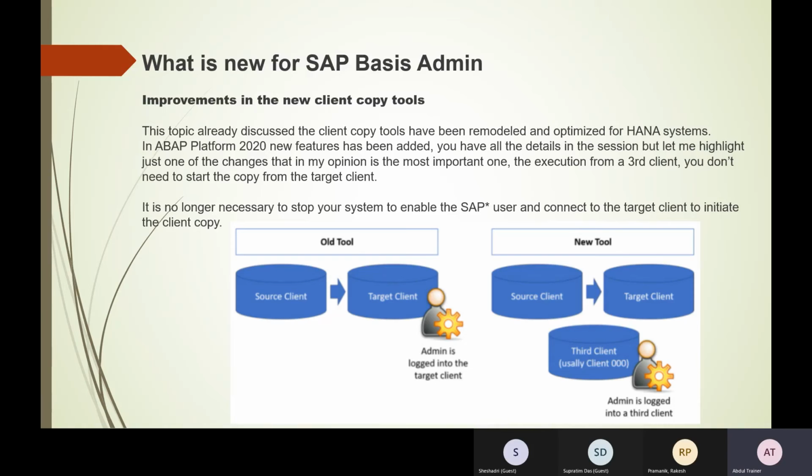You can log in to any source client, any third client, whatever it is, and then you select the source client and the target client in the SCCL T-code. Then you don't need to have the SAP star user ID and password. You can log into the third client and then you can perform the client copy.